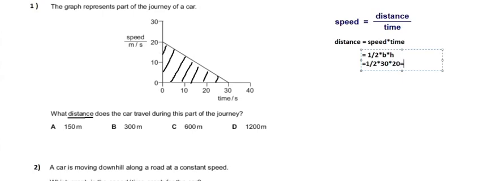So half into 30 into 20 is equal to 300, and the unit of the distance is meter. So our answer to this question is 300. So whenever distance is to be found, then we have to just calculate the area under the curve.